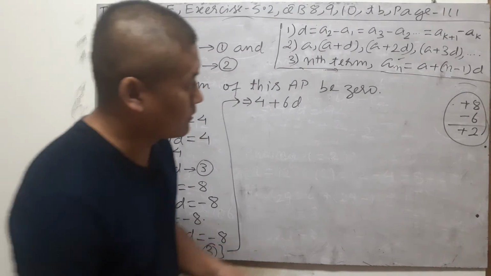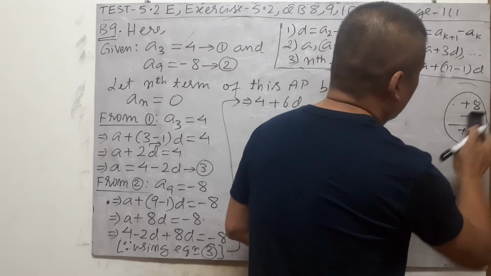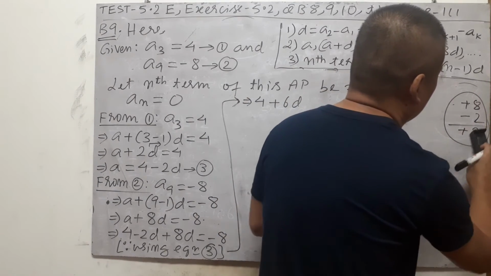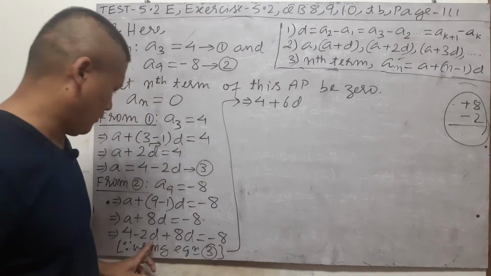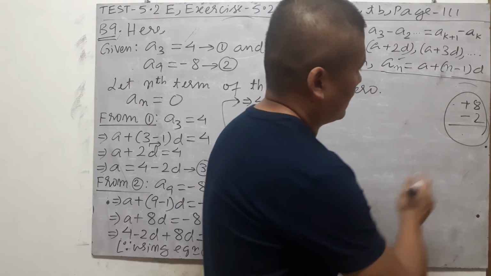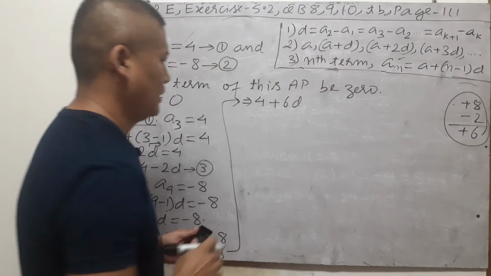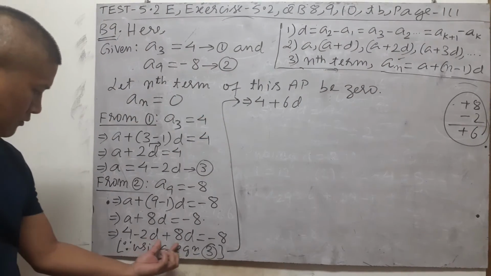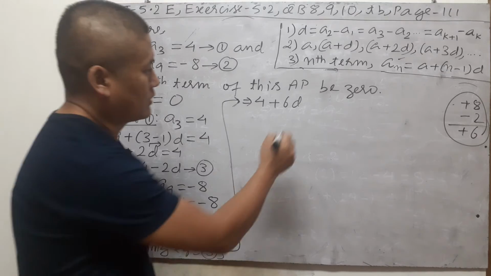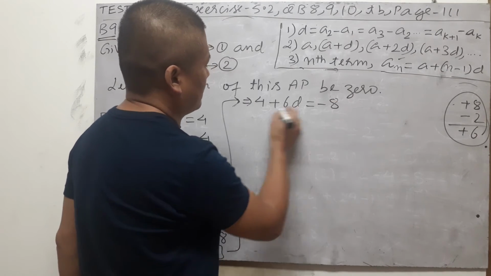Sorry, and then minus 2d. So here minus 2 plus 8, subtraction gives 6, and the bigger one is plus, so plus 6d. That's how you're getting this plus 6d, these two combined, equal to minus 8. So you write here equal to minus 8.